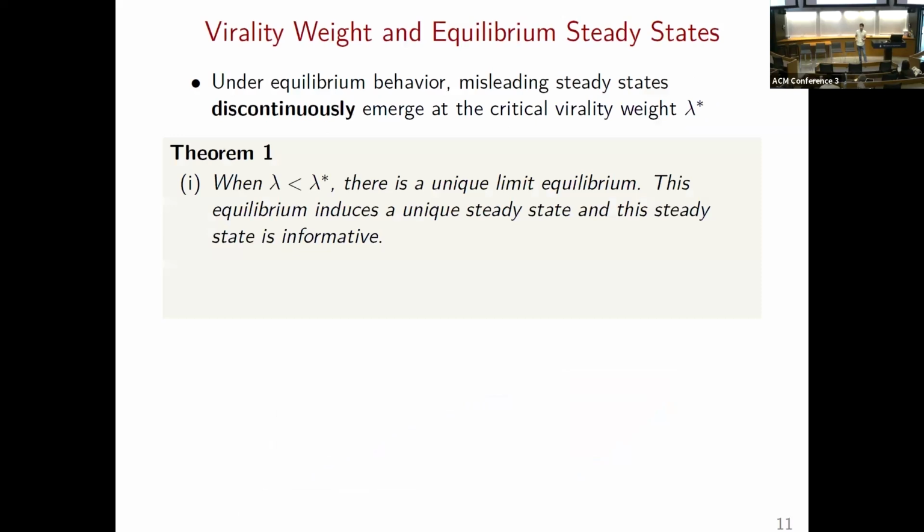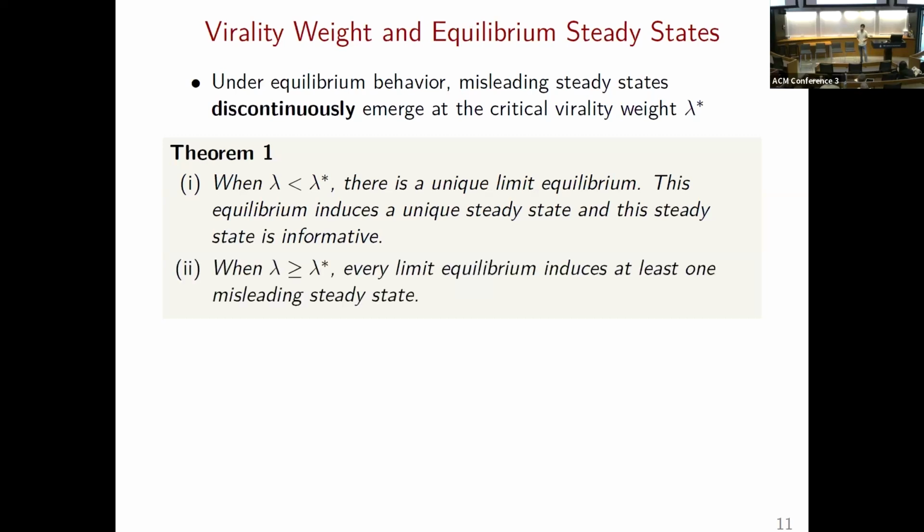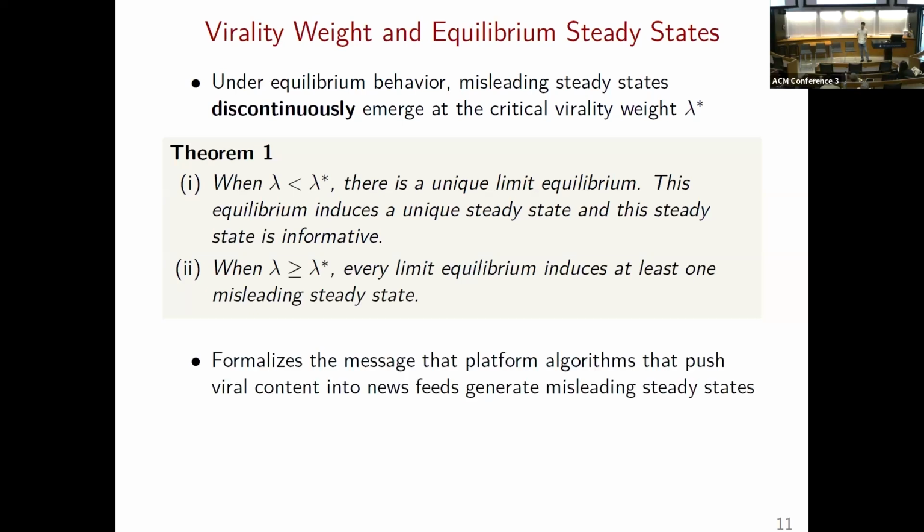But what I can tell you now is formalizing this. If we're below this critical threshold, there's a unique limit equilibrium. And this equilibrium has a unique steady state that's informative. So if we're below the critical threshold, if you're not showing too much viral content, then you don't get these misleading steady states. There's nothing going sort of systematically wrong. On the other hand, at or above the critical threshold, every equilibrium has at least one misleading steady state. So under any equilibrium behavior, there's a positive probability of ending up with one of these learning types. So this is formalizing this message from the beginning that platforms that push viral content into news feeds generate misleading steady states.